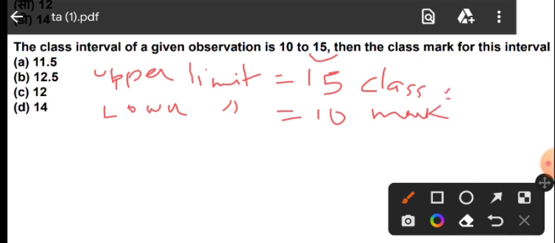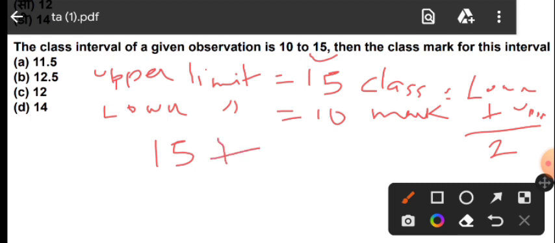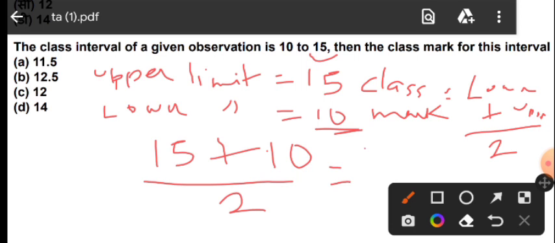Class mark is equal to (lower plus upper) by 2. So upper is 15 and lower is 10. So we will write here 10 plus 15, and the formula says the denominator is 2. So 10 plus 15 is 25 by 2. So half of 25 will be 12.5. So B is the right answer. Let's move to the next question.